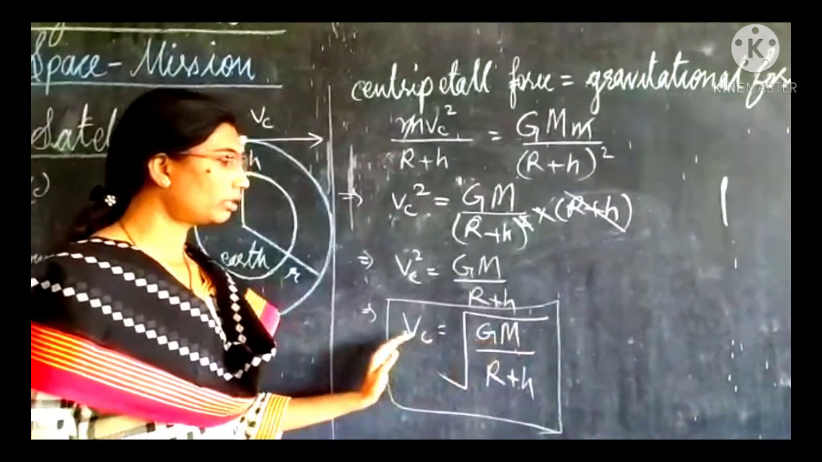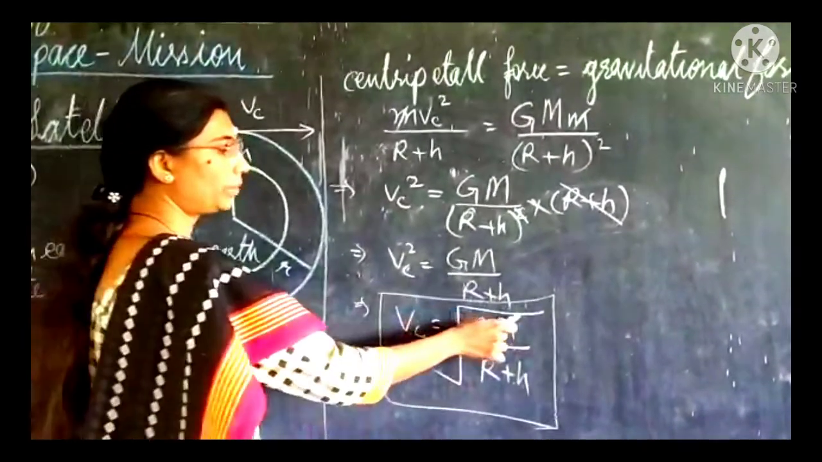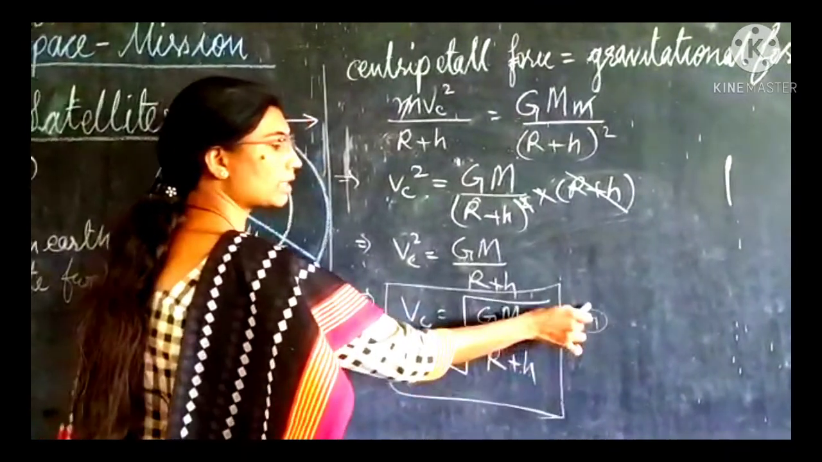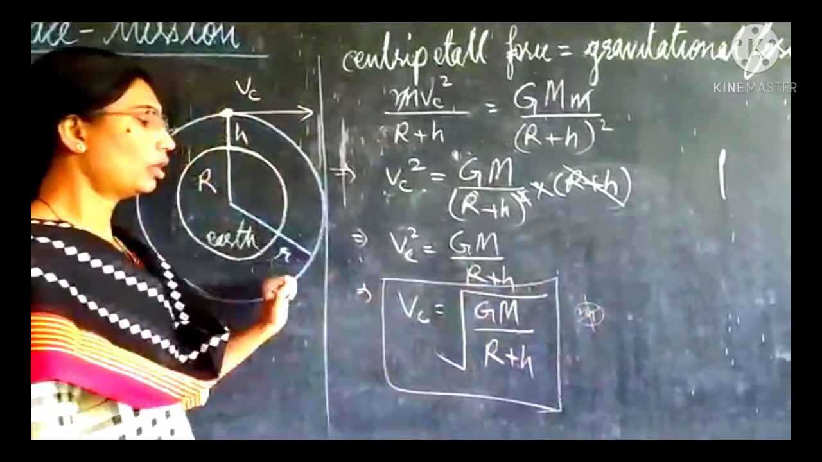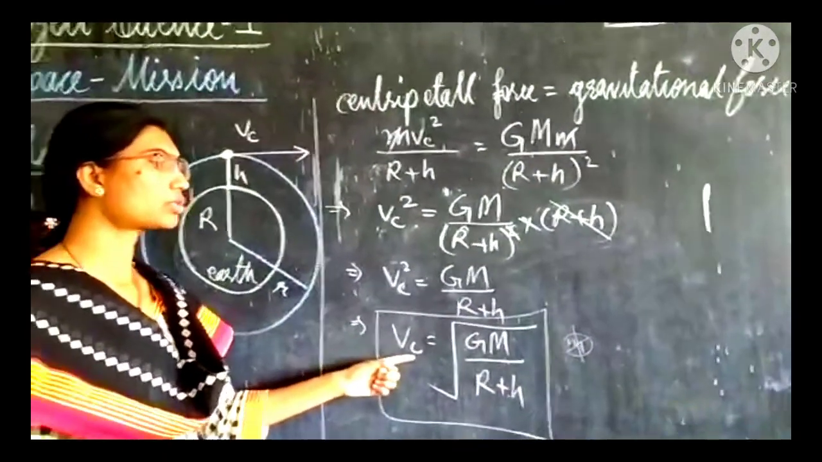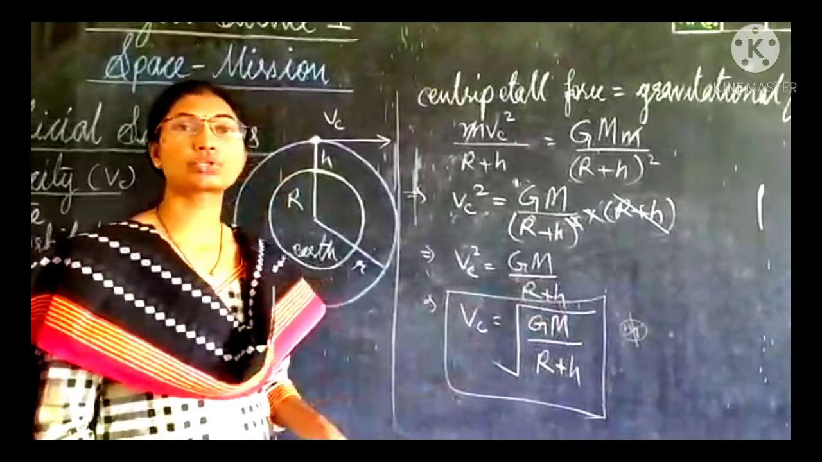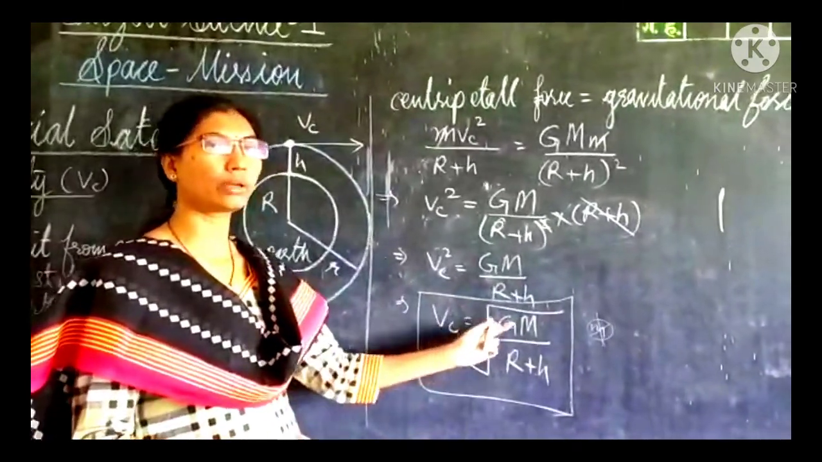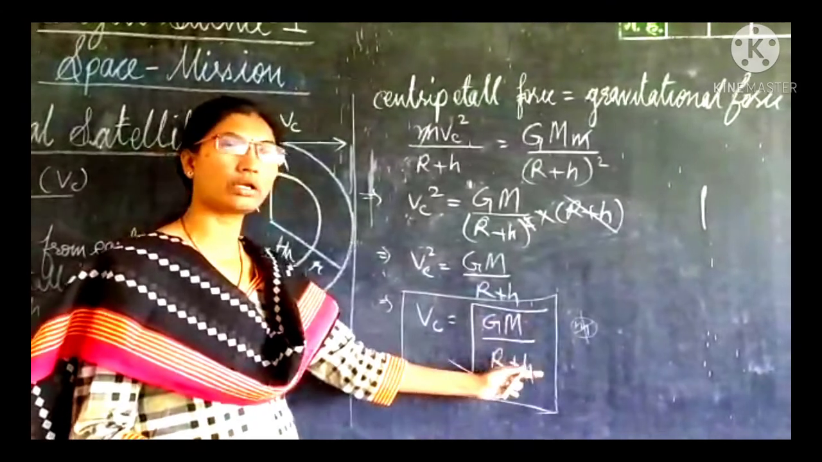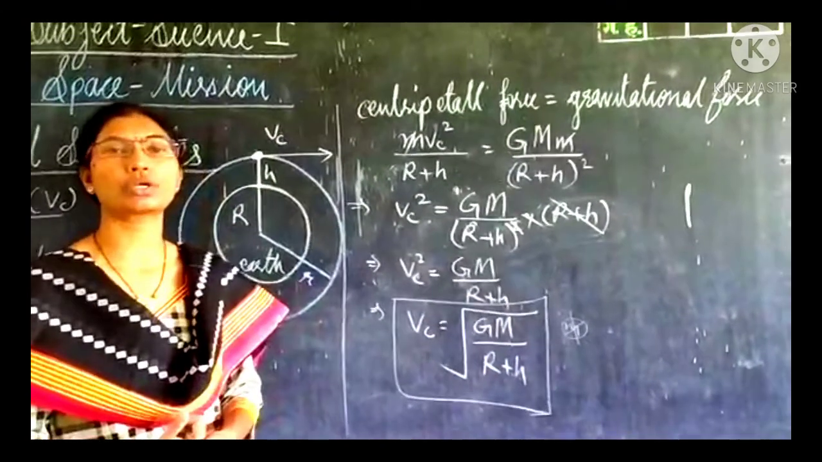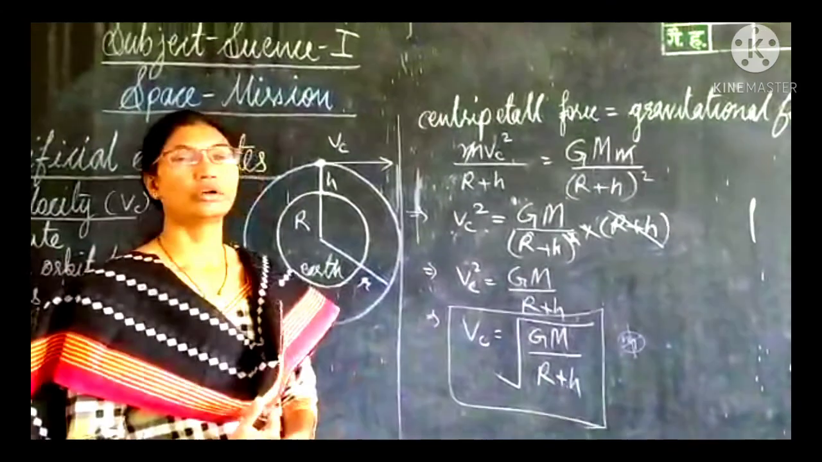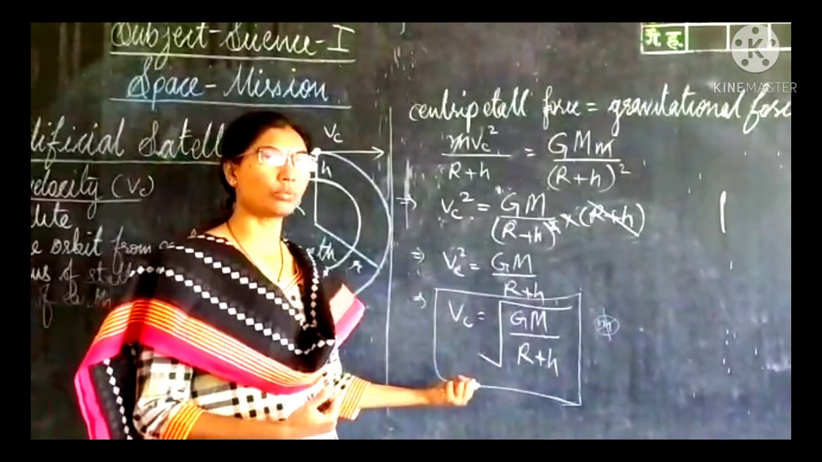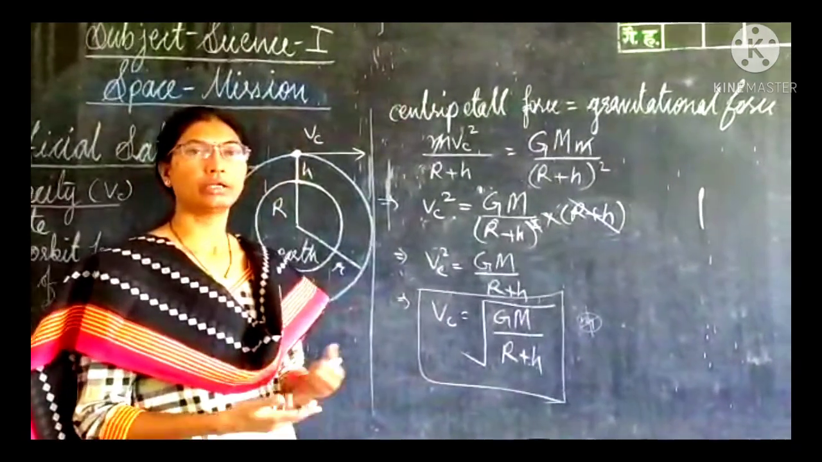Look carefully, here you will see that nowhere is small m, mass of the satellite, present. So the critical velocity does not depend upon the mass of the satellite. Okay, so it depends only upon capital G, capital M, R and H. Does not depend upon the mass of the satellite. So this is the formula for the critical velocity. You have to use this formula to solve the numerical directly.